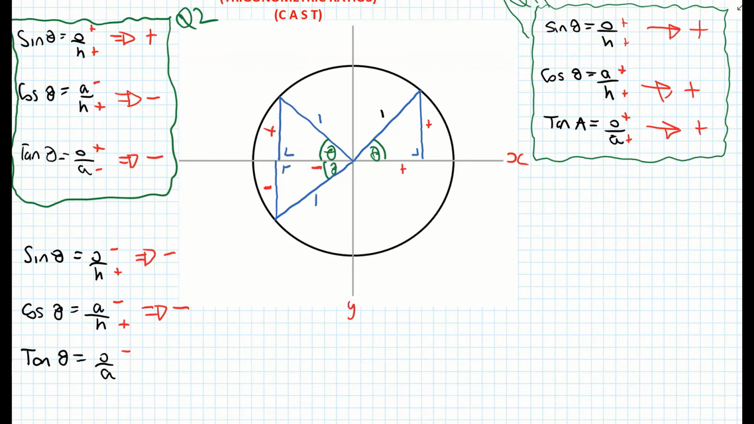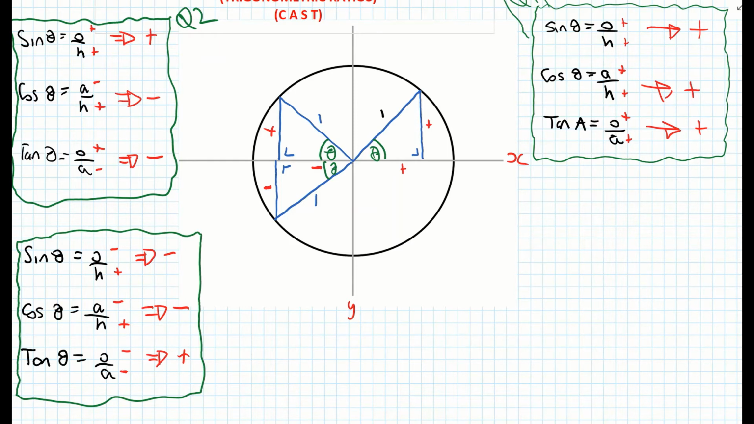So that's giving me a negative divided by a negative, which is a positive. Now again, test it on your calculator. Make up one. Let's say it's an angle between 180 and 270. So say the angle 200. Type in sine of 200. Type in cos of 200. Type in tan of 200. The only one that will give you a positive answer is tan. So that is quadrant 3.